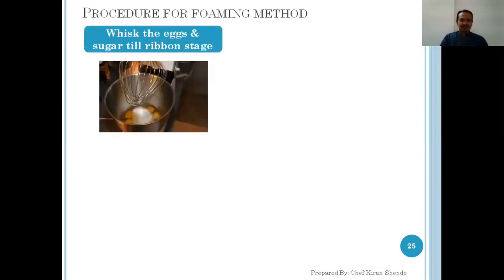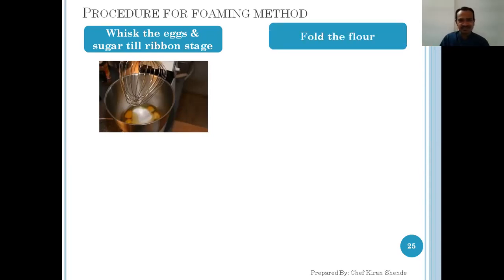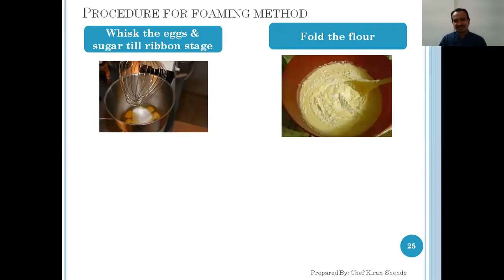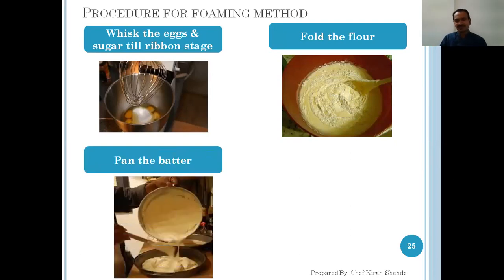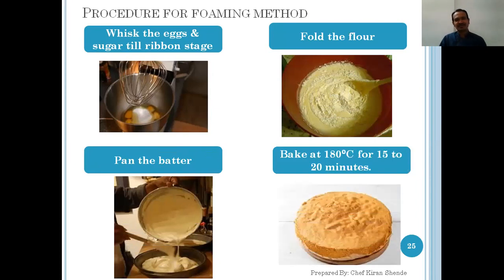Now, if you really compare, only the creaming method and foaming method are the most widely used methods in any cake shop. What happens in the foaming method? Eggs and sugar are whisked till the ribbon stage is achieved. Once the ribbon stage is achieved, you cut and fold in the flour, followed by panning the batter in a greased and lined mold and baking it at 180 degrees for 15 to 20 minutes.